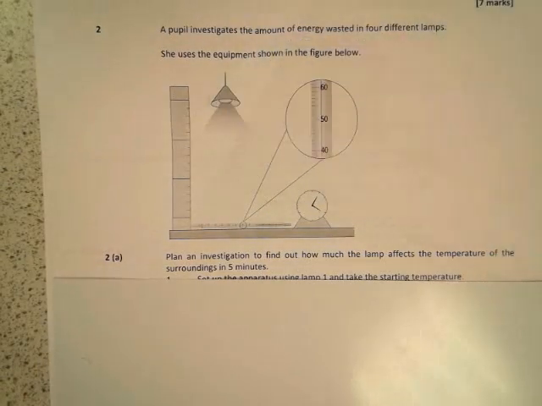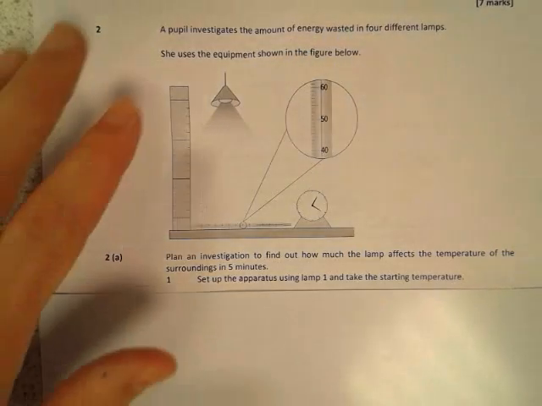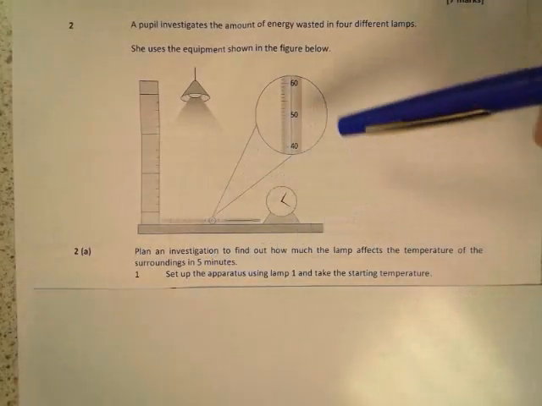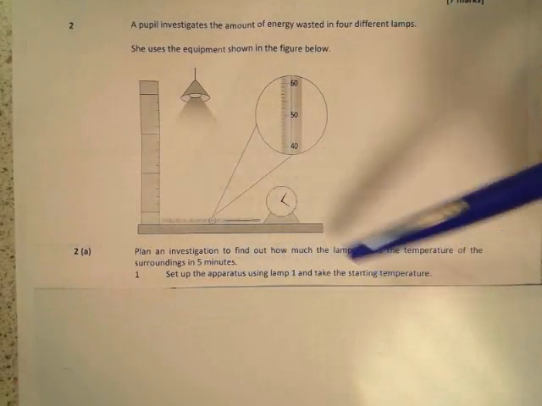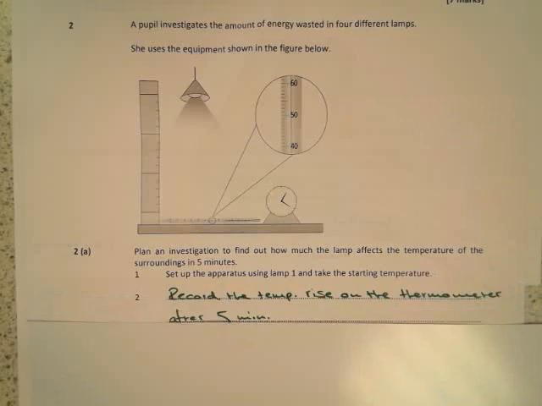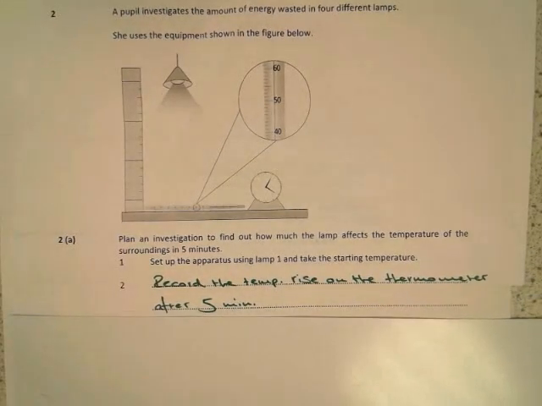You can see one of the lamps being used there, and you're given the first step in the investigation. So first step is set up the apparatus using lamp 1 and take the starting temperature of the thermometer there. You can see a close-up of the thermometer here. The second step would be to record the temperature rise on the thermometer after 5 minutes.